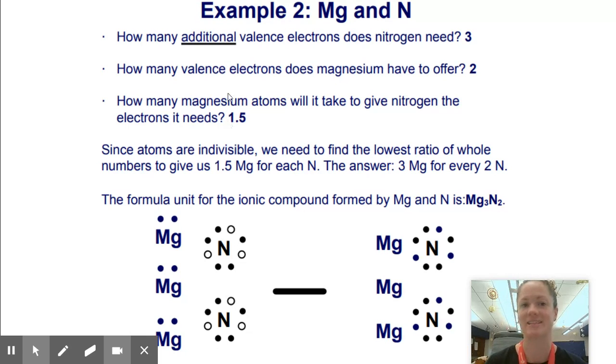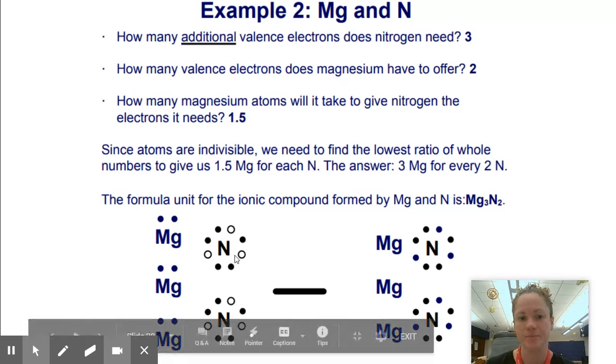Let me rethink this or rephrase this. We would need to have more nitrogens and more magnesiums to equal. We need to keep going until we get the total of 8 for everybody to be happy. So one single nitrogen would need 3, and one single magnesium would have 2 to offer. So, like I said, we are off by 1, and we would need to add another nitrogen in.